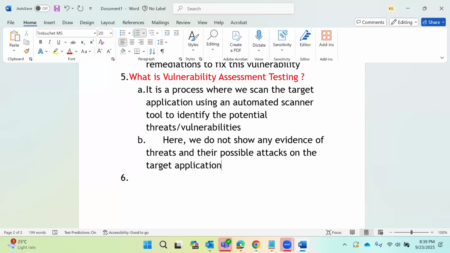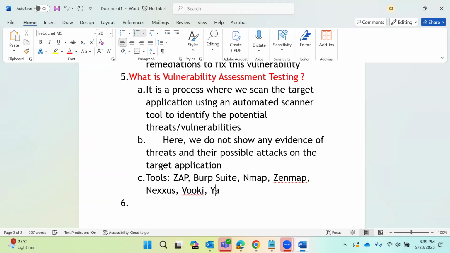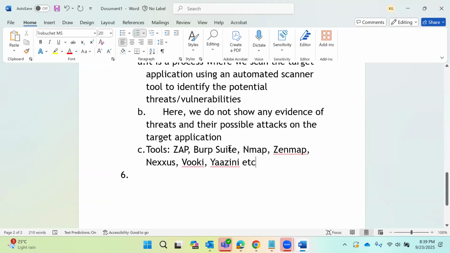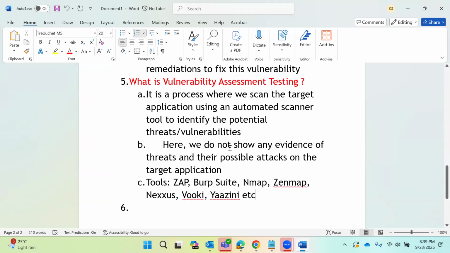So which tools do we use for vulnerability assessment testing? There are so many tools. You have a tool called ZAP, Burp Suite, Nmap, ZenMap, Nessus, Wookie, Yazini, etc. There are so many tools in the market that we use. Hundreds of tools are there in the market which do vulnerability assessment testing.